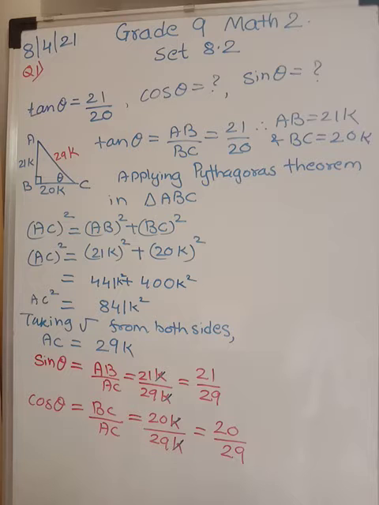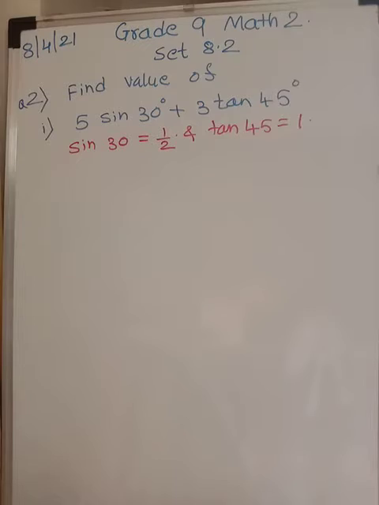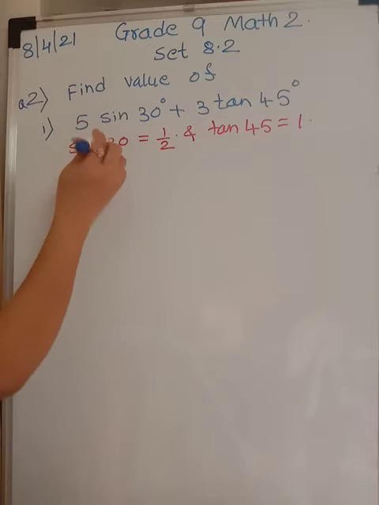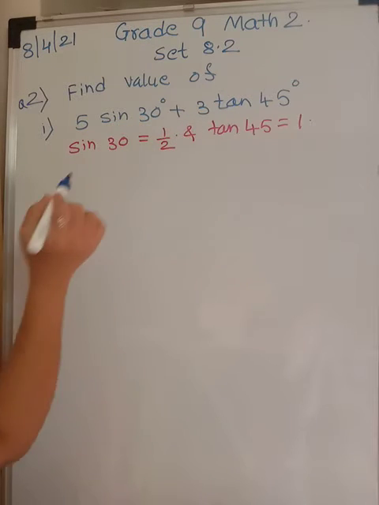So I think that's all they have given. Now let's move on to question number 2. Find the value of 5 sine 30 degree plus 3 tan 45 degree.